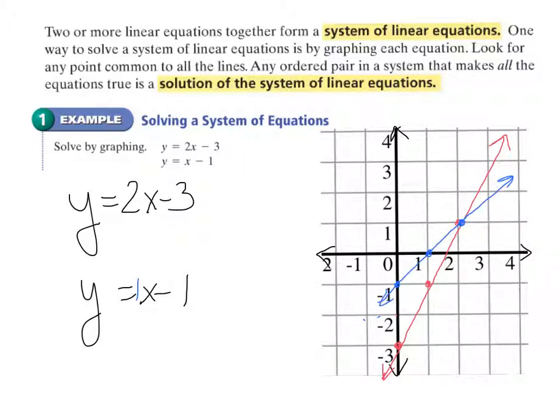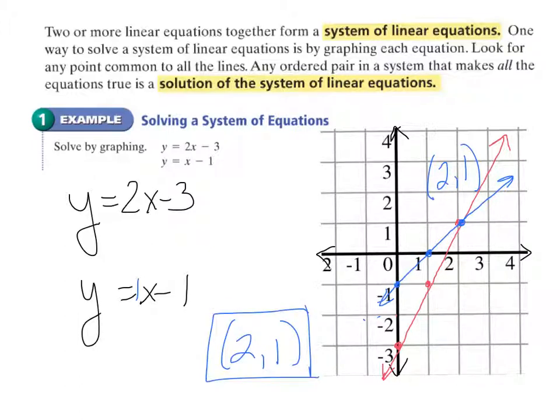And it is very clear that my two lines intersect at the point (2, 1). So the point of intersection is (2, 1). So what is my solution to this system? The solution is (2, 1).